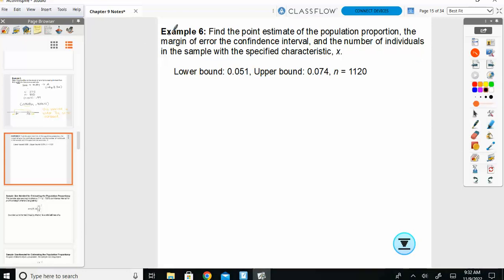So there's some on the homework like this, so if you don't want to write down everything, we need to find a point estimate. So we have to find a point estimate, p hat, the margin of error, that's E, and the number of individuals in the sample with the characteristic, that's x. So we have to find p hat, E, and x for this scenario.